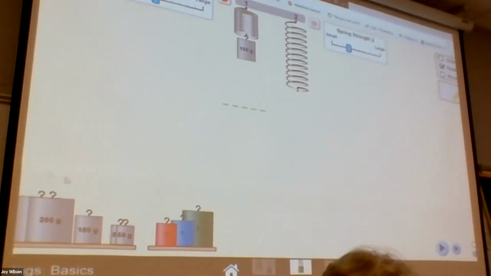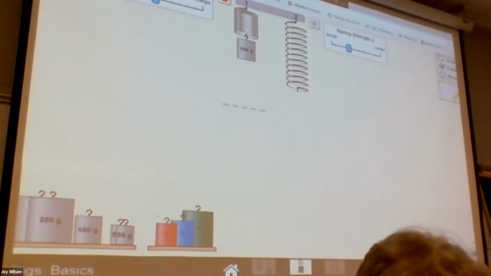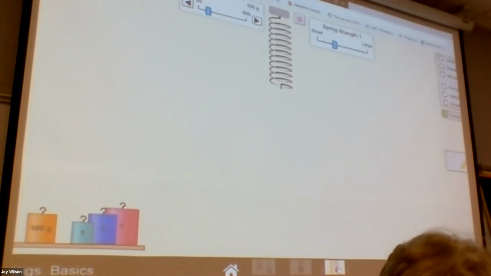And I think, let's see if this is the one I want. Yes.